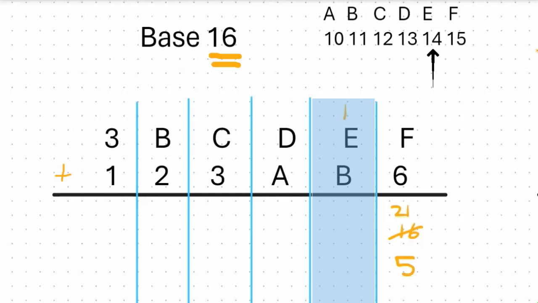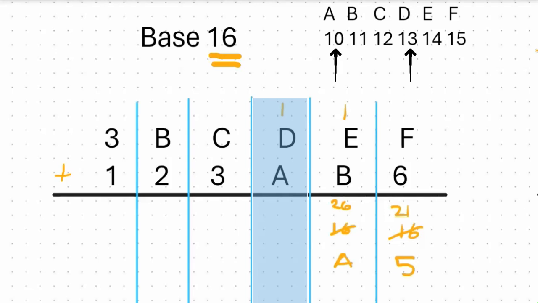Now E is 14. You can see that right here. And B is 11. So 25, 26. So 26 is actually 16 and a 10. But a 10 is A, so bring down your A, carry your 16. So D is 13 plus 10, 23, 24.